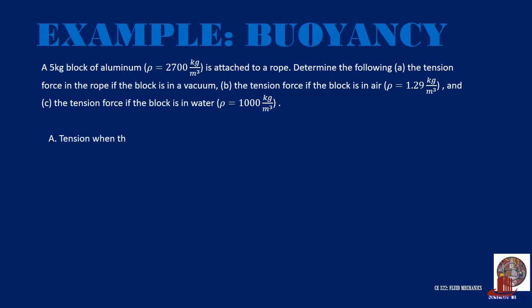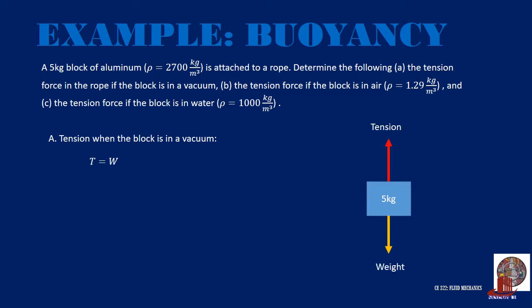For the first requirement, the aluminum is placed in a vacuum, where there is no medium affecting it. So the tension force is plainly just its weight, or T is equal to W. Weight can be expanded as mass times G, or that is, T is equal to M times G, which gives us 5 kilograms times 9.8 meters per second squared, or T is equal to 49 newtons.